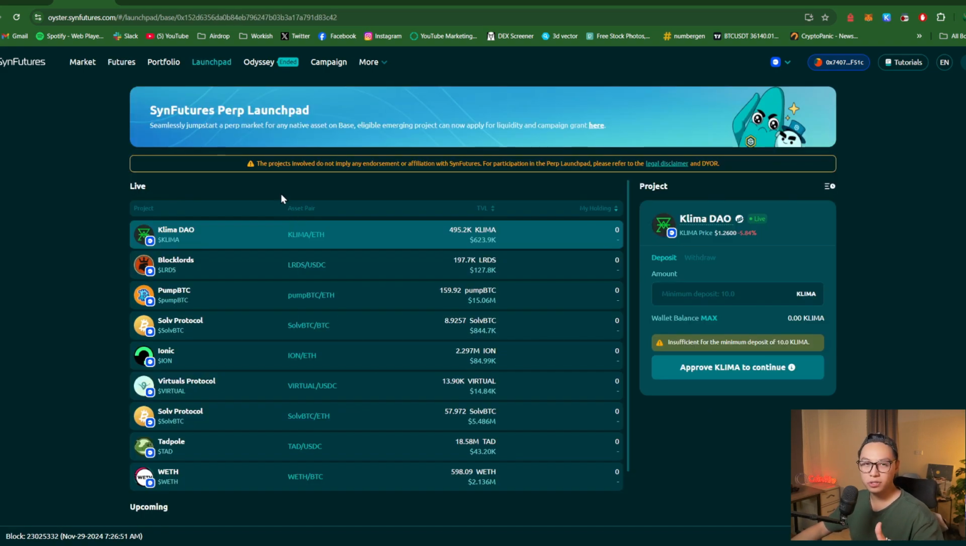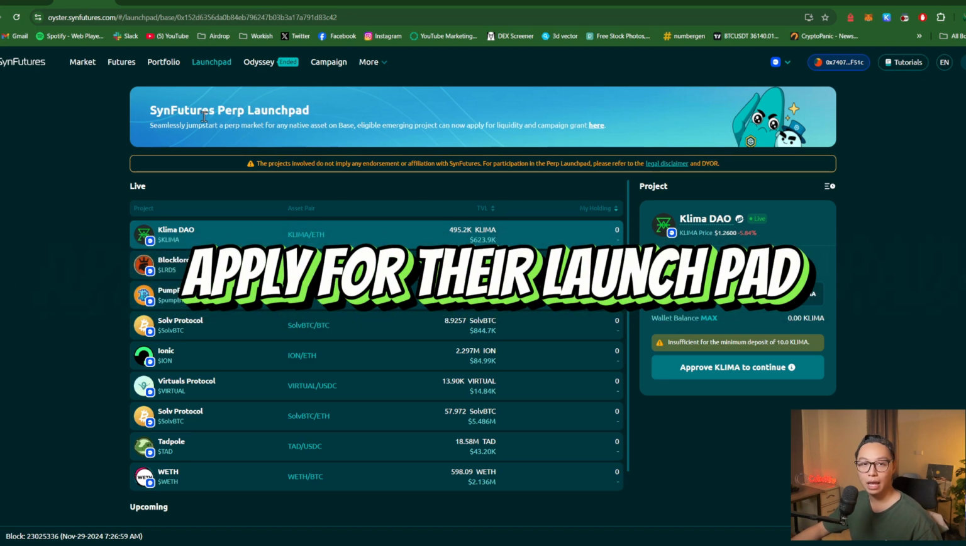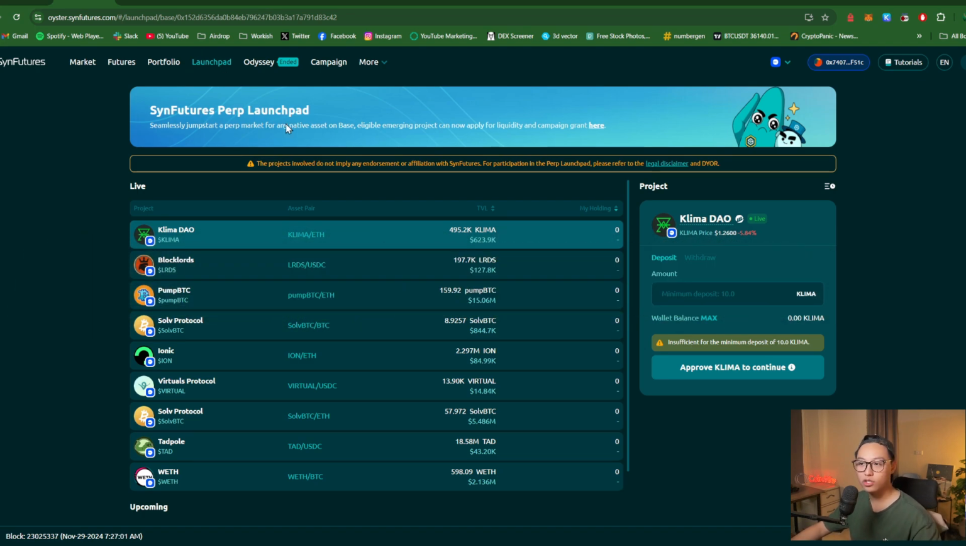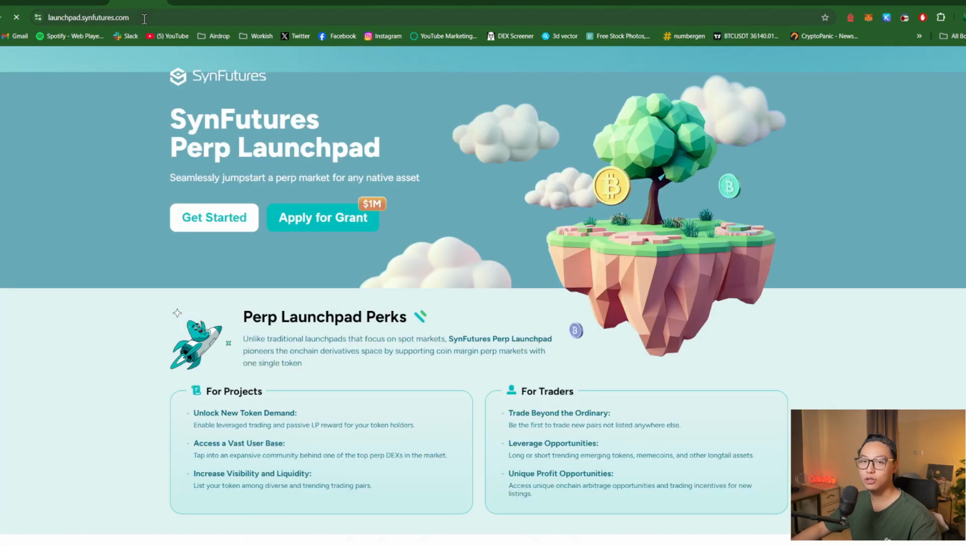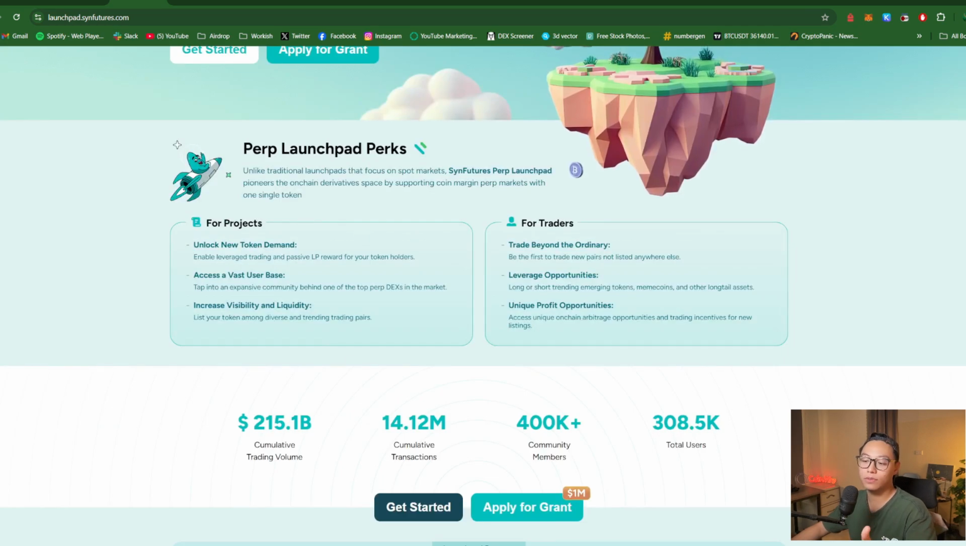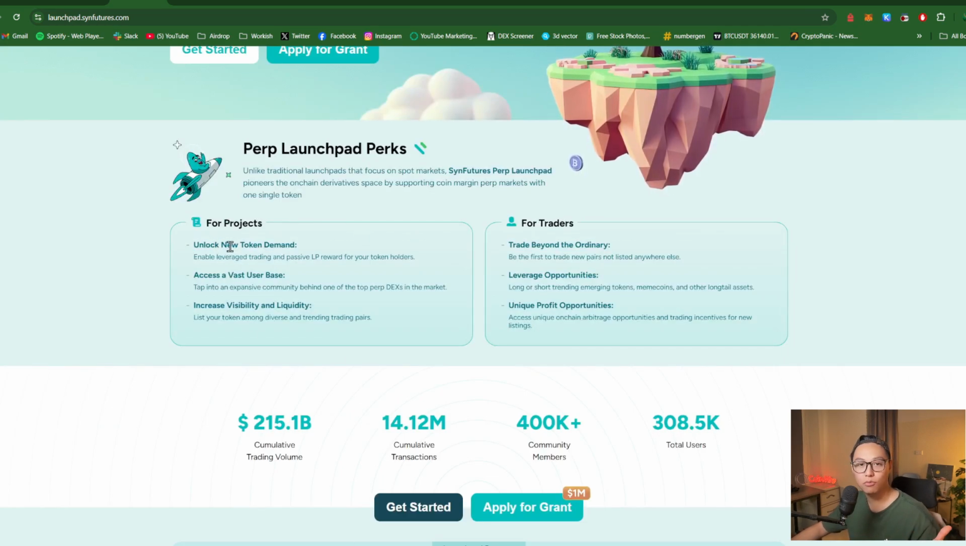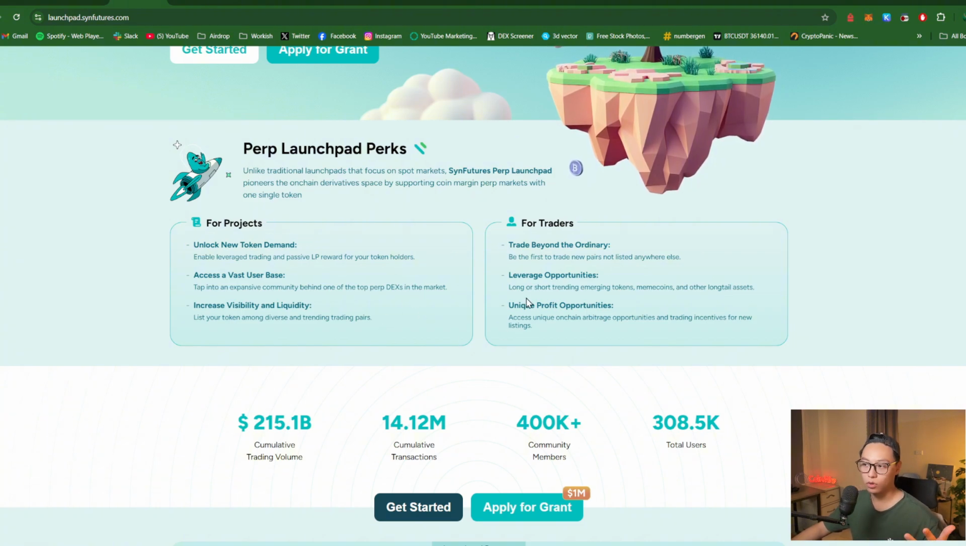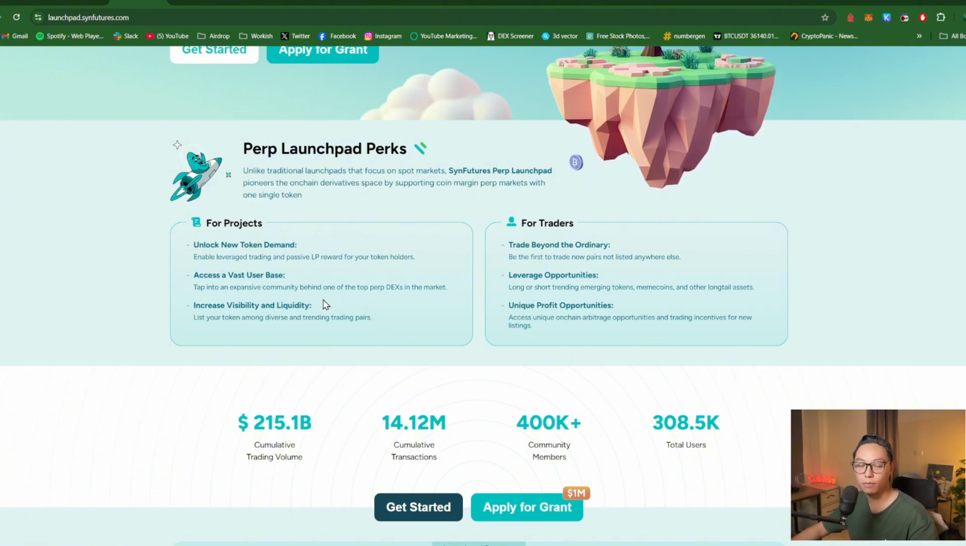Now, if you personally want to list a trading pair on SynFutures for other people to trade and earn yields on top of that, you have to apply for their launchpad. Just click on launchpad and then click on the grant here. Click on this link and submit all of the information or details that they require, and if they decide that it's good enough, then your pair will be on their platform in no time.